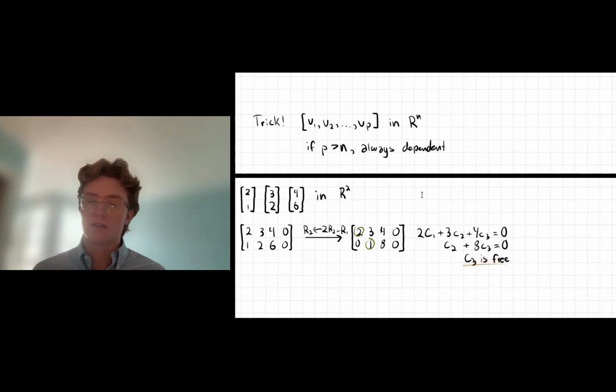And that's why this always works: if you have more vectors than the size of the space, then you're always going to end up with free variables. And these free variables tell us it's linearly dependent.